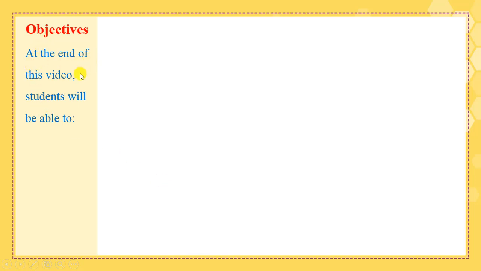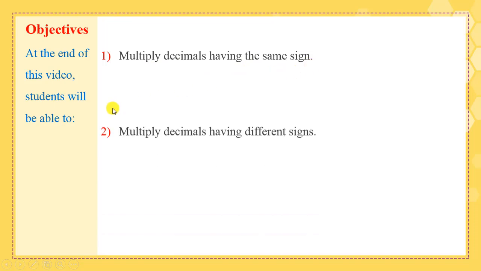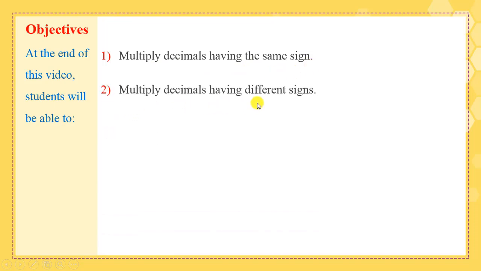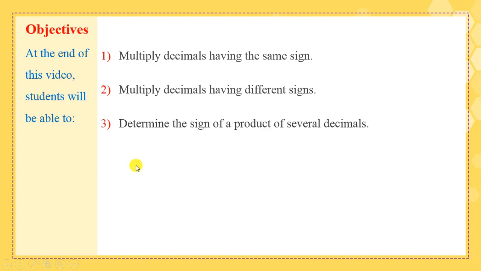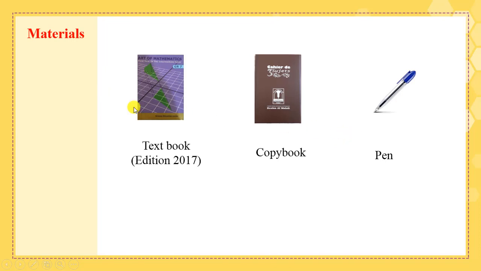Objectives. At the end of this video, students would be able to multiply decimals having the same sign, multiply decimals having different signs, determine the sign of a product of several decimals. Materials: textbook edition 2017, copybook, and a pen.